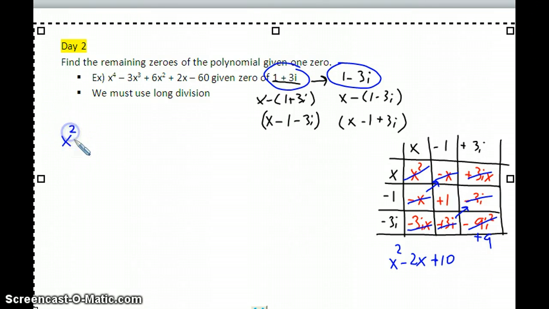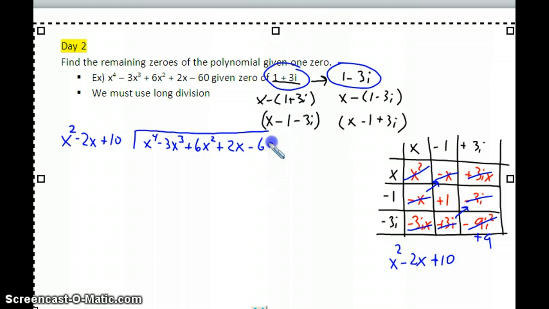So let's set that up over here. Take the polynomial, divide it into the original polynomial that you were given. And remember, here's how you do long division. You just deal with the first term of this polynomial and the first term of this polynomial. You ask yourself, what do you have to multiply x squared by to get x to the 4th? Well, that answer would be x squared.